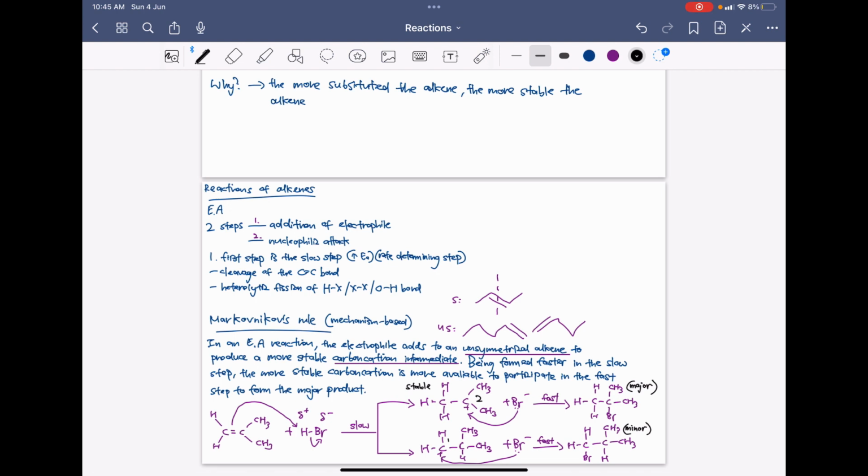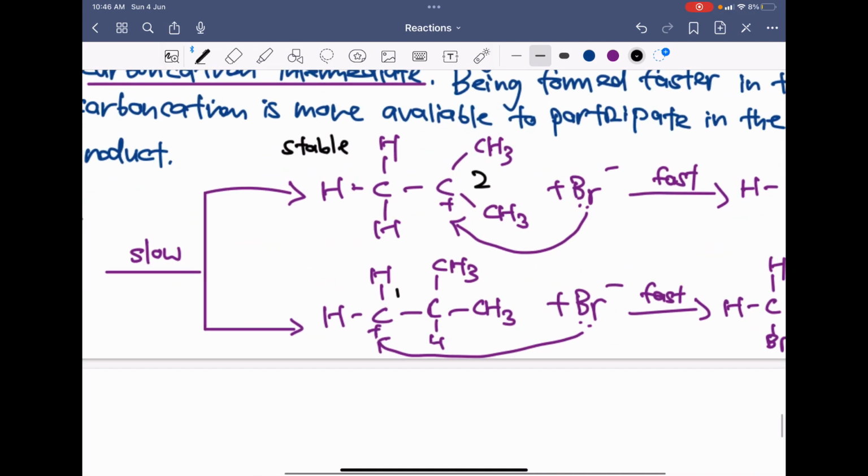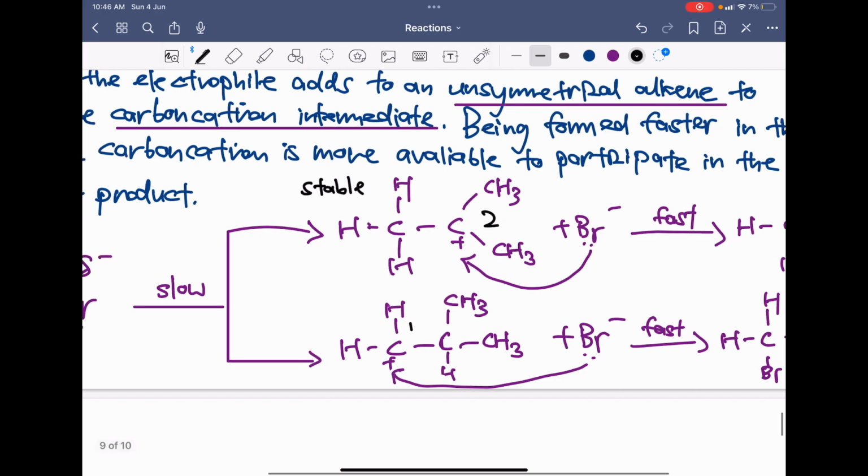So that's the whole idea of how you decipher which is the major product and which is the minor product. If you are wondering why more electron donating alkyl groups attached to the carbocation intermediate make a more stable carbocation intermediate, it is because the electron donating alkyl groups disperse the positive charge on the carbocation intermediate. So as such, it becomes more stable.